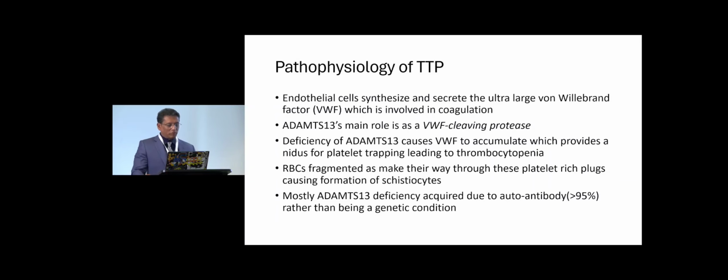Pathophysiology, I think all of us know endothelial cells make von Willebrand factor. ADAMTS13 is supposed to cleave the von Willebrand factor. If we do not have enough ADAMTS13, the von Willebrand factor accumulates, forms a mesh-like thing in which platelets get trapped, leading to thrombocytopenia, and then RBCs get trapped. As RBCs travel through that mesh-like thing, their heads get chopped off, and you get schistocytes.